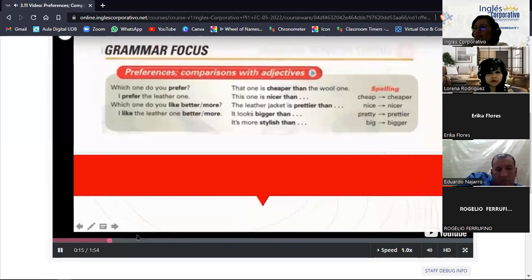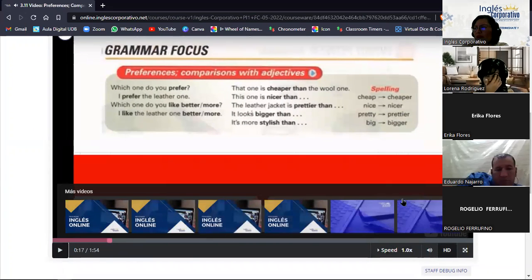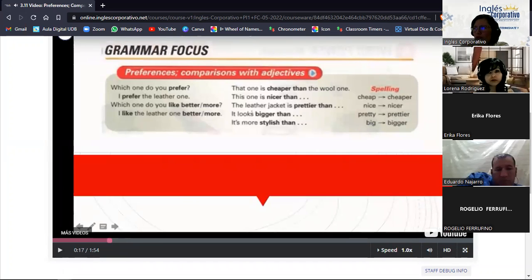References, comparisons with adjective. Vaya chicos, pero solo que aquí lo encontramos de dos formas. Tenemos las preguntas, which one do you prefer, right? Or I prefer the leather one. Which one do you like better? Or which one do you like more? Okay, so don't get confused here, right?